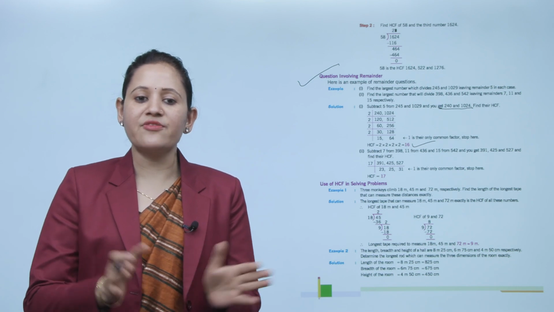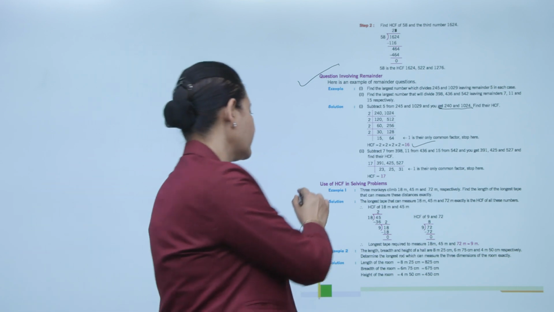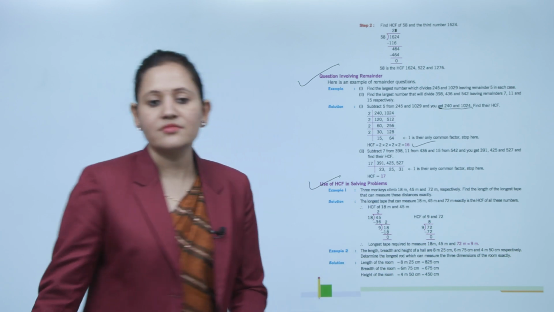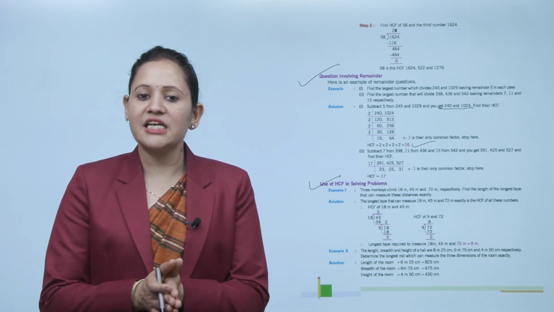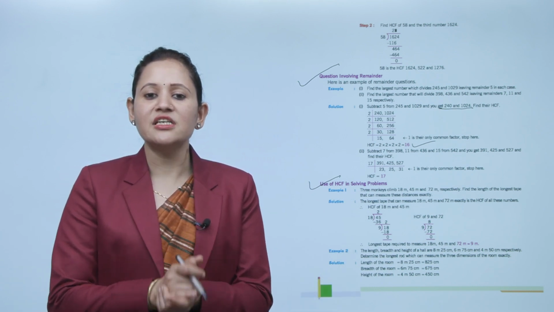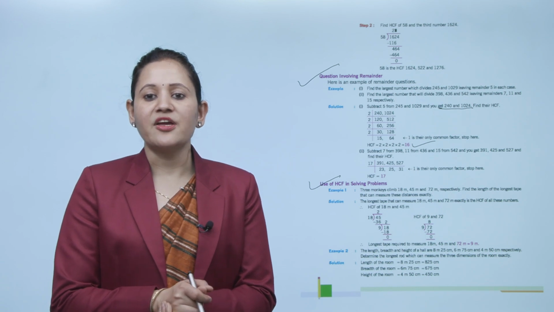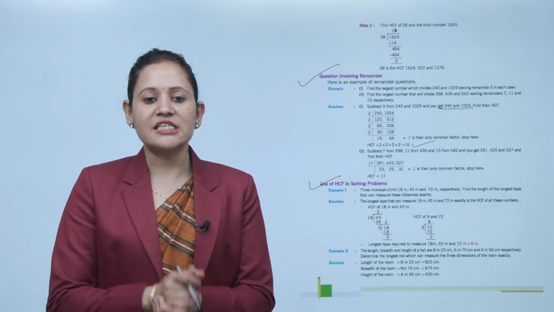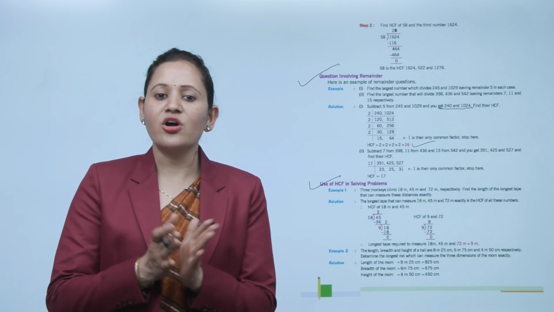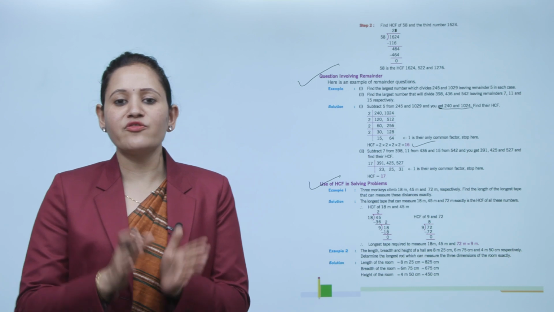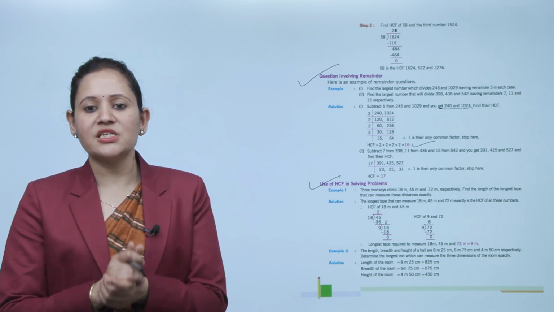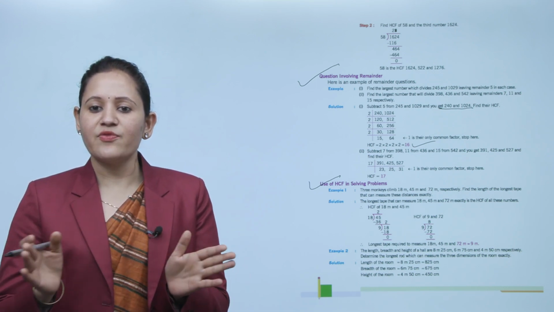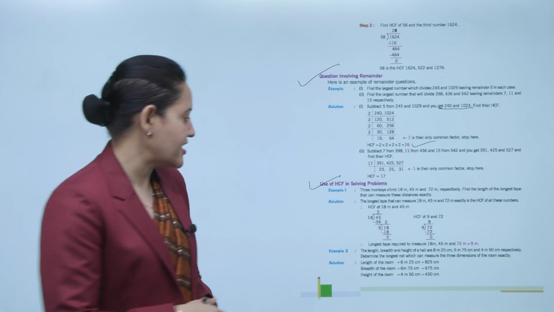Next, use of HCF in solving problems. 3 monkeys climb 18 meters, 45 meters and 72 meters respectively. Find the length of the longest step that can measure these distances exactly. Solution: the longest step that can measure 18 meters, 45 meters and 72 meters exactly is the HCF of all these numbers. So we'll find the HCF.